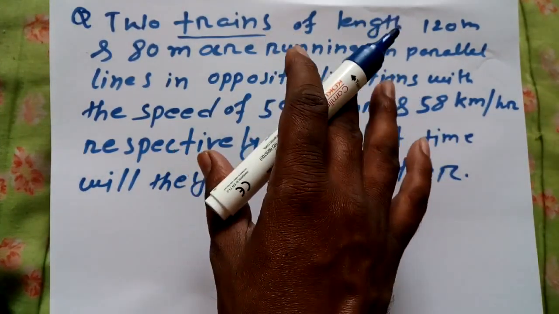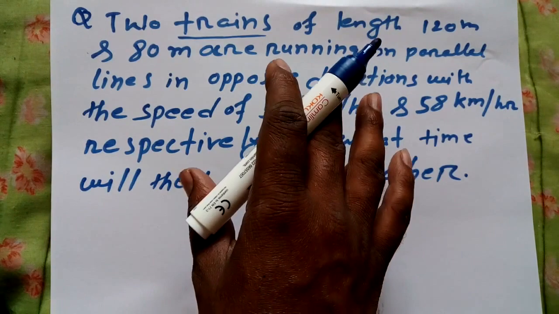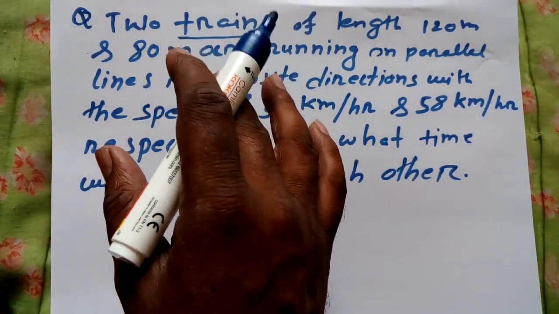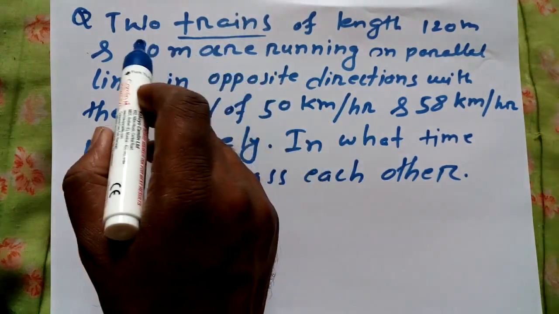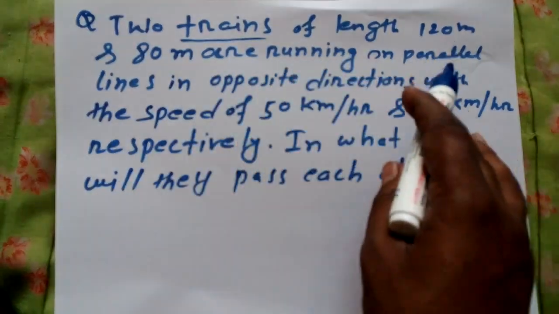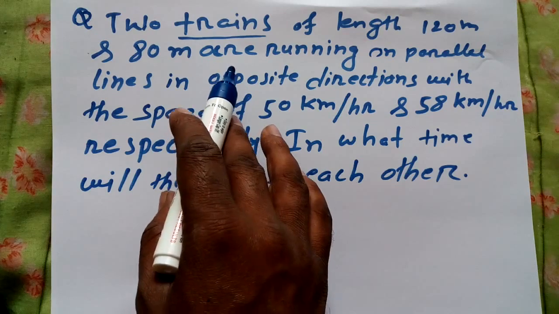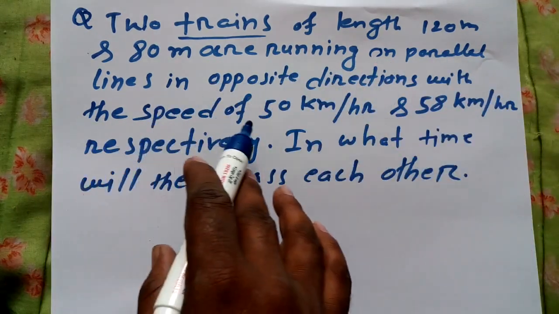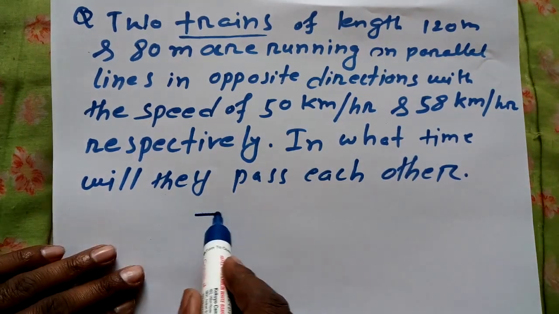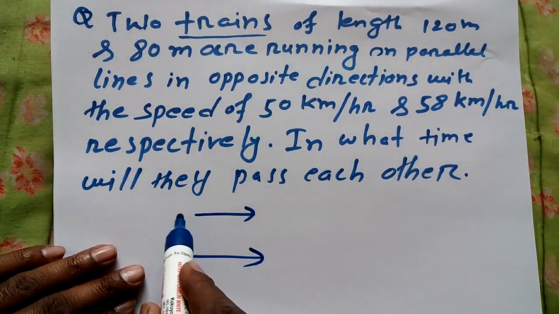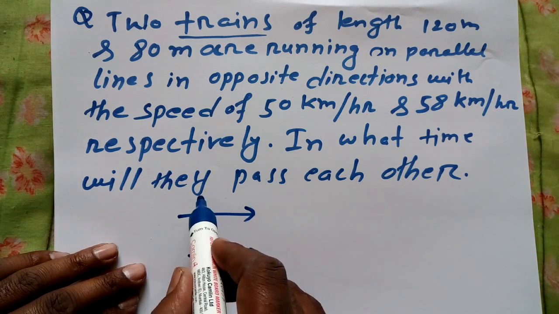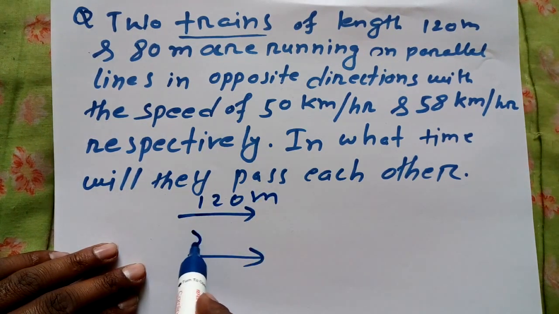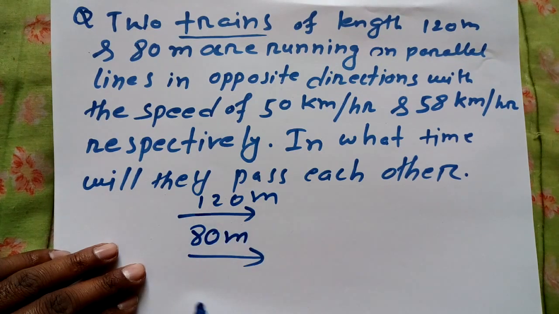This is a typical example of such a problem. So let's read the question first. We have written here: two trains of length 120 meter and 80 meter are running on parallel lines in opposite directions with the speed of. So this is a line and this is another line. One train's length is 120 meter, and the other train's length is 80 meter.